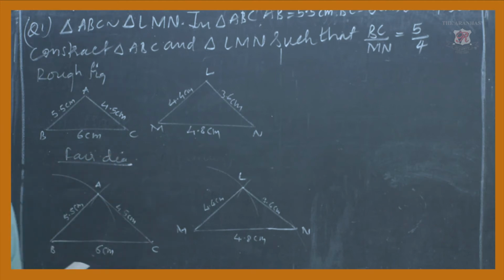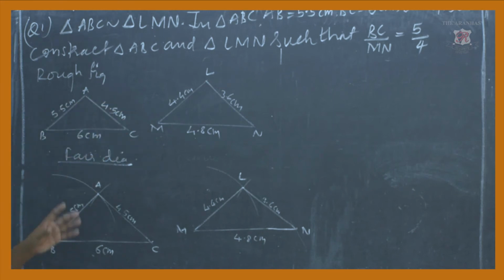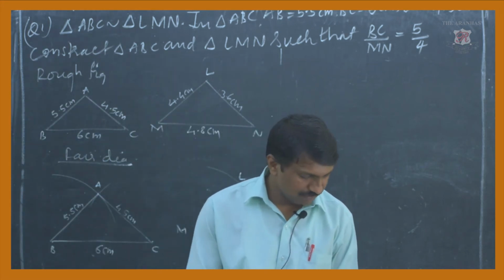No explanation of the steps is needed. You have to just find the corresponding sides, maybe sometimes the corresponding angle, and draw the rough figure in small size and the fair diagram. Okay. So after completing the first one, we'll go to the next example.